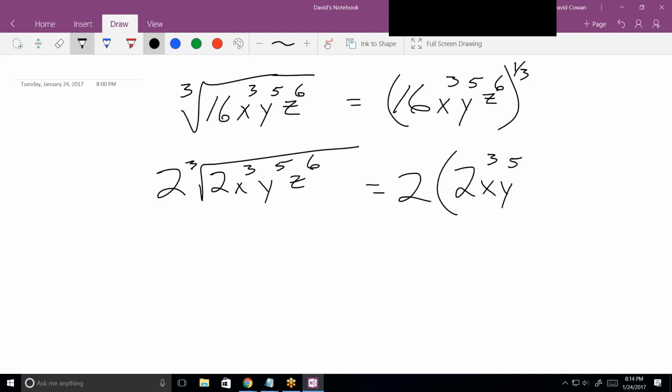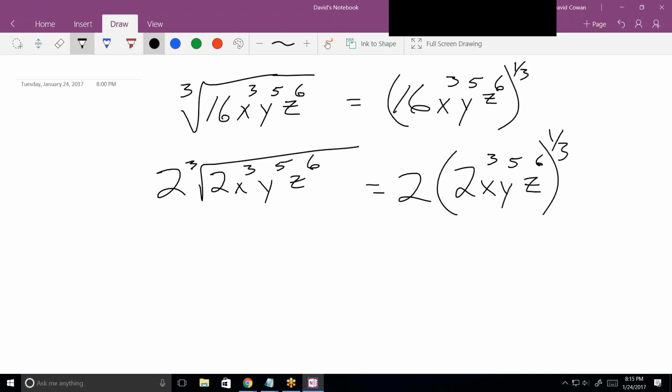And now, what do you do when you have double exponentiation? What do you do with the exponents? You multiply them. So you multiply everything times 1/3?